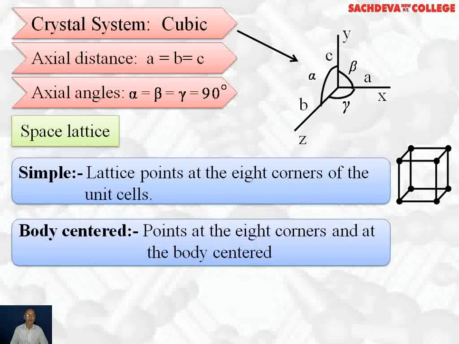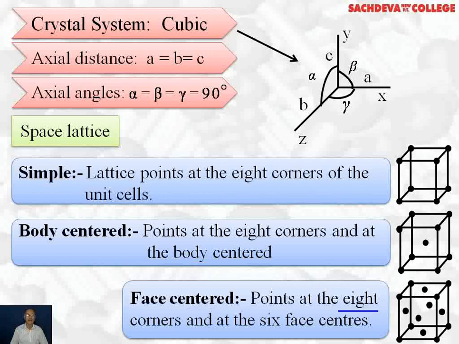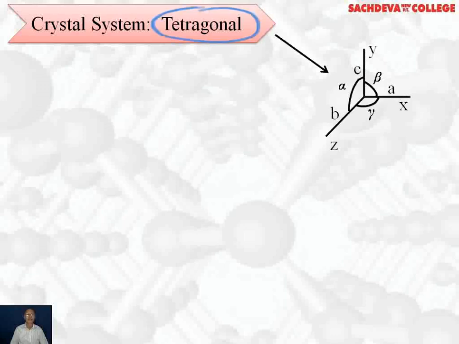Next, we are taking body-centered cubic. In body-centered cubic, 8 lattice points are on the 8 corners of the cube, and 1 lattice point is at the body center. Next, we have face-centered cubic. In face-centered cubic, 8 lattice points are at the 8 corners of the cube, and 6 lattice points are on the 6 faces of the cube. Next crystal system we are taking is tetragonal.